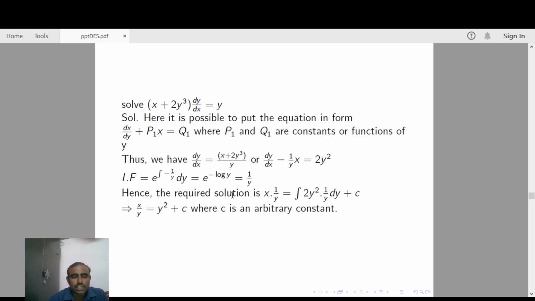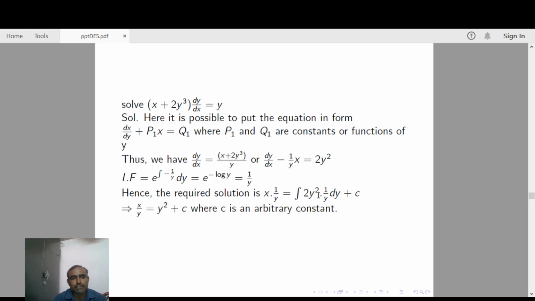The solution is x into I.F. So x into 1 by y is equal to integral 2y square into 1 by y dy plus c. c is the arbitrary constant. Now simplify this one. We get x by y is equal to, y cancels, you get integral 2y dy. Integral 2y dy is y square.